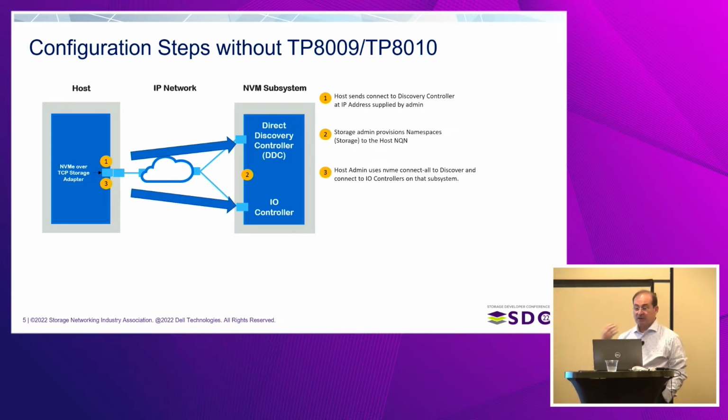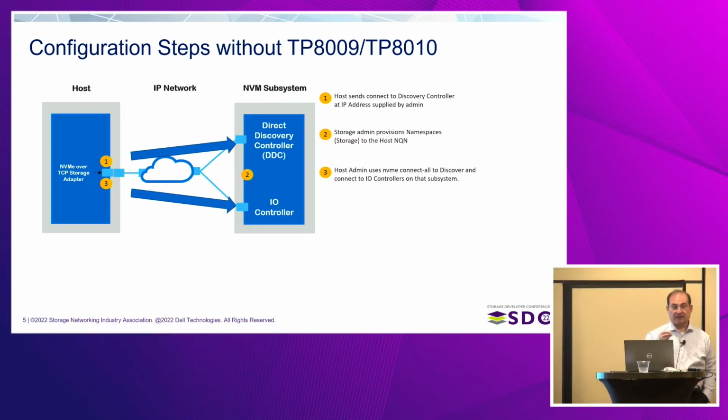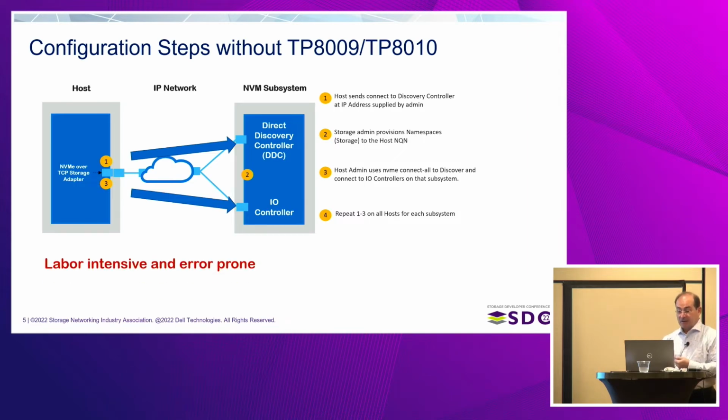At this point, the host can do what in Linux is called a connect all, to basically discover from this DDC all the controllers or the namespaces that are accessible to the host and connect to those in order to establish IO connection to the system. So this is what is happening. The fundamental problem of this, something that Kamal in his presentation yesterday was noticing, is that this has to be done for every host that you have on your fabric. And there is a manual configuration that needs to be done. So it's a manual process. And that is the fundamental problem that this has.